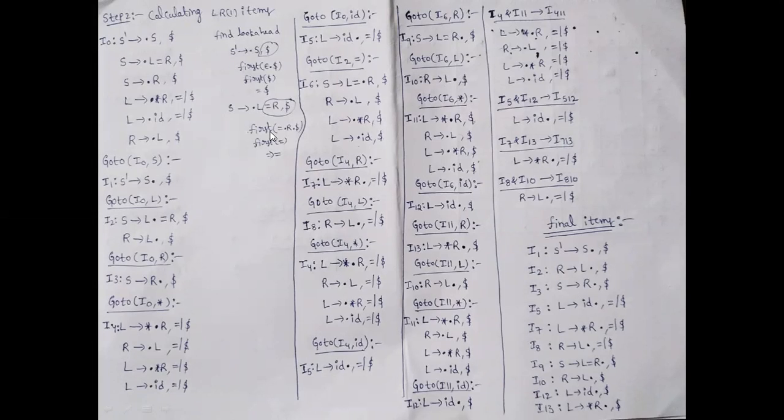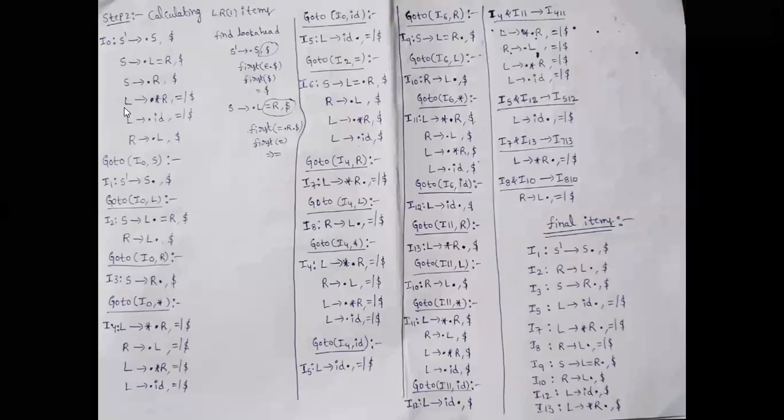Here we have equal to, R, dollar. So the first of this becomes equal to. The first of equal to becomes equal to, because equal to is a terminal, and the first of a terminal is the terminal. So we are adding the look ahead as equal to.